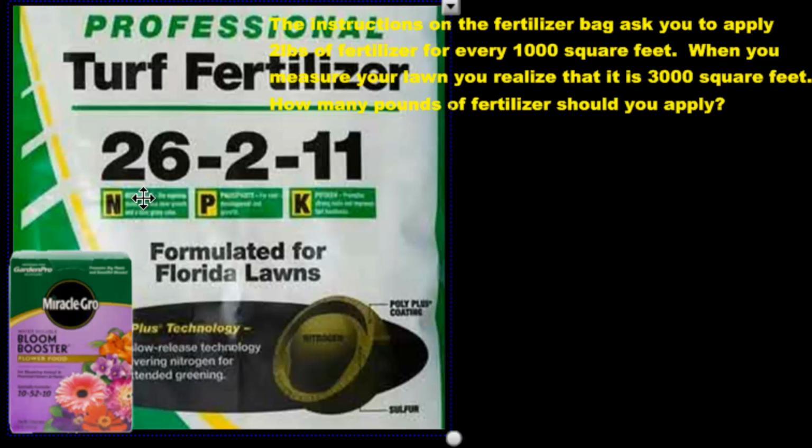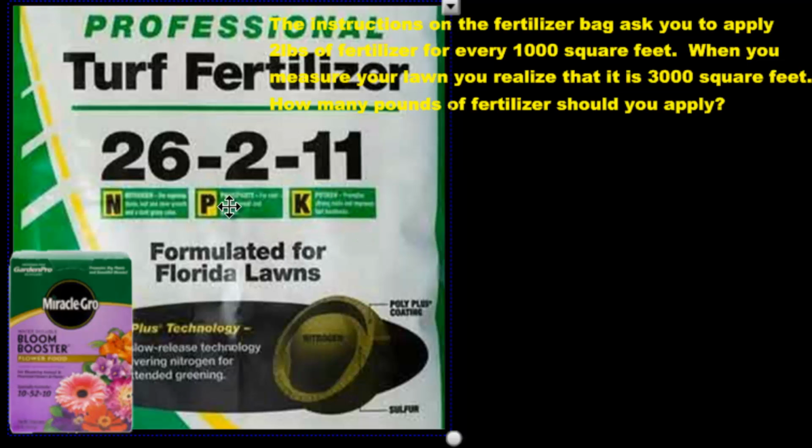Very good for your lawn. To 2 parts of phosphorus, so not as much phosphorus. Okay, only 2 parts. Or 2 pounds, if you want to look at it in pounds. There's 26 pounds for every 2 pounds of phosphorus, for every 11 pounds of potassium that's included in this bag. Phosphorus is good for making flowers bloom. And potassium is good for like water balance and that sort of thing.